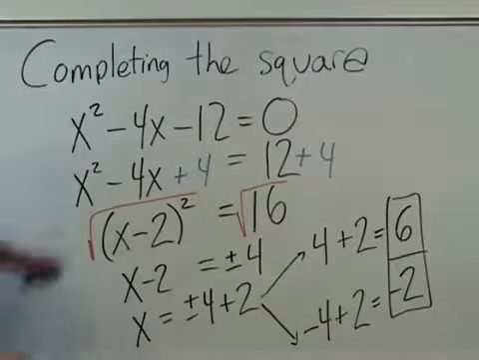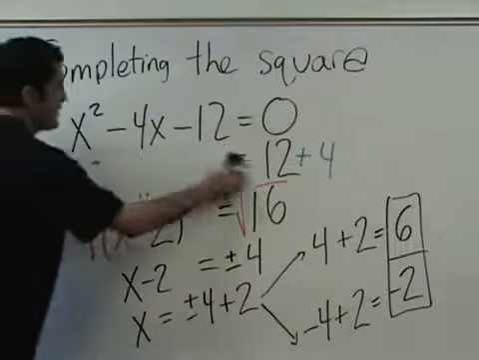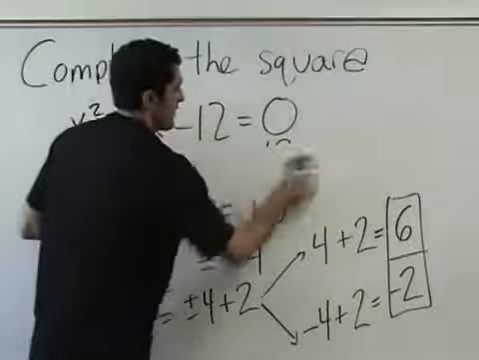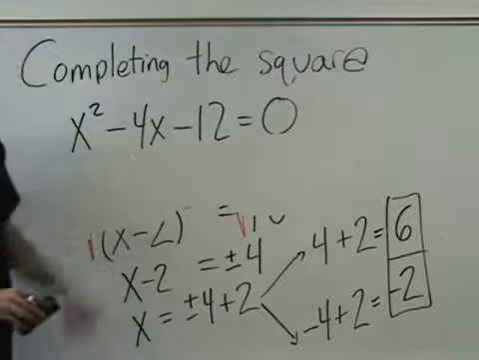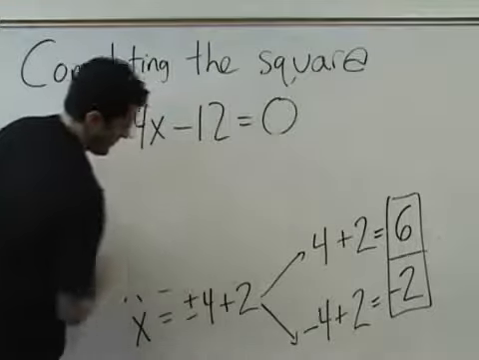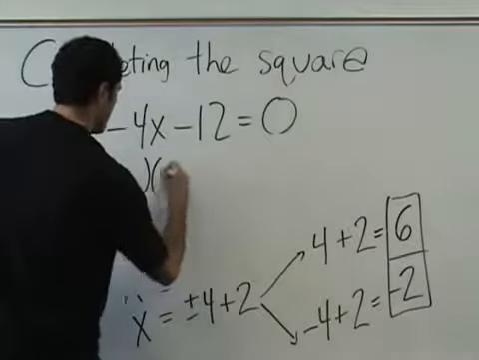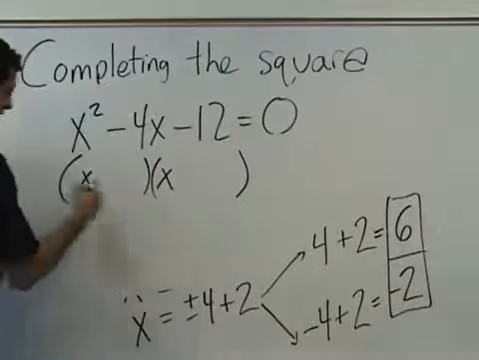Here's the kicker, you guys. Look at all this ink that we've spent on completing the square. Watch this. Is there an easier way to do it? Can this be factored? Yes. There's an easier way to do it. This one can be factored, right? 6 and negative 2.